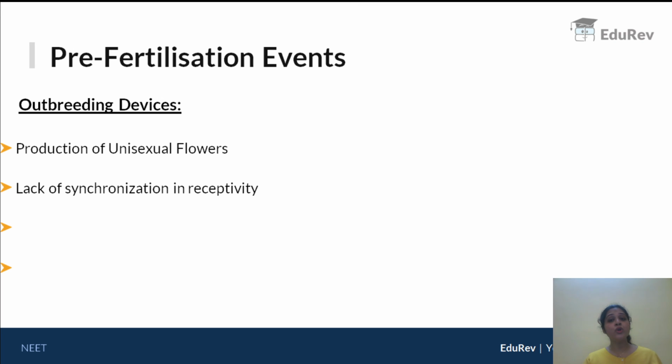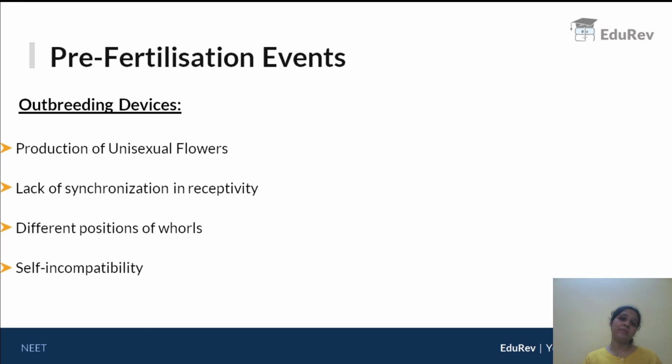Then the next thing that could possibly be done is place the anther and the stigma away from each other. Place these whorls, the androecium and the gynoecium, separately, far away from each other. Now, let's assume that that also is not possible, and both of them are present very close together, which means there's a very high tendency to have self-pollination. Now, the ultimate thing that can be done is self-incompatibility.